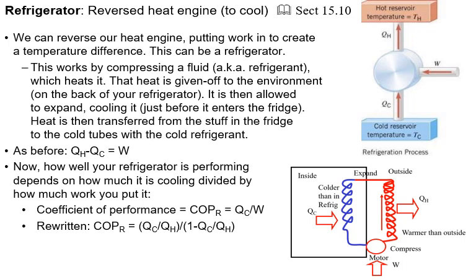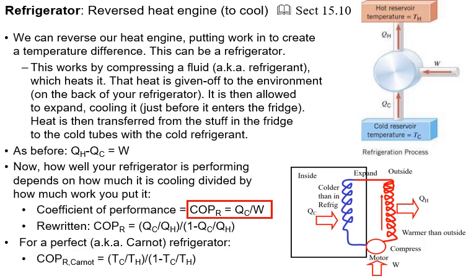You can rewrite this, getting rid of the work, right? Because the work is directly related to the difference between these heat flows, we can restate this solely in terms of heat flow, as we've done here. And you can define a Carnot refrigerator, the perfect, hypothetical, theoretical refrigerator. And for that, as before, you substitute in temperatures instead of these heat flows.